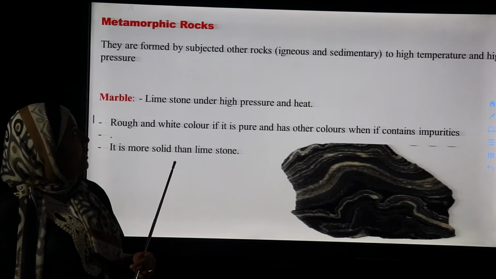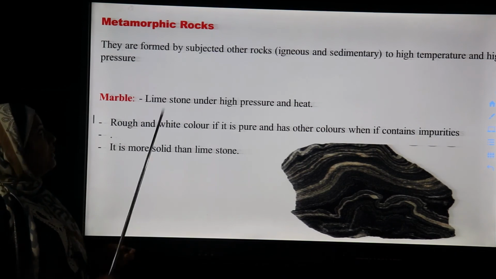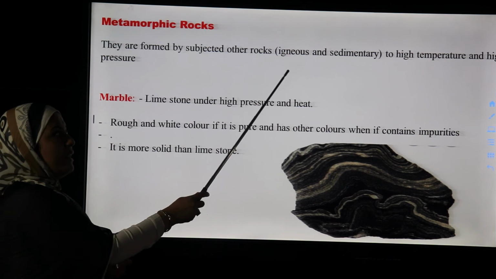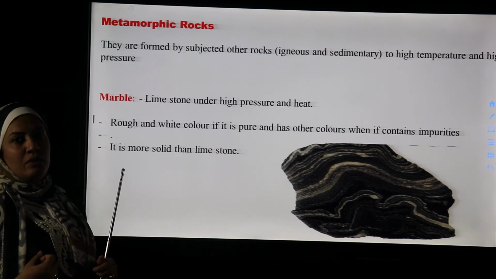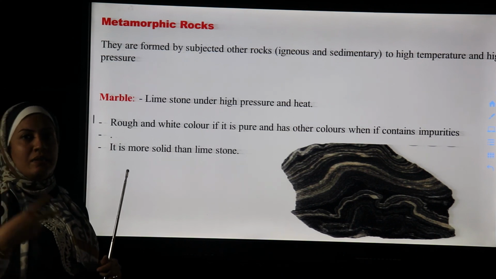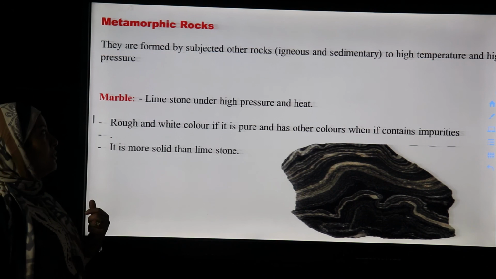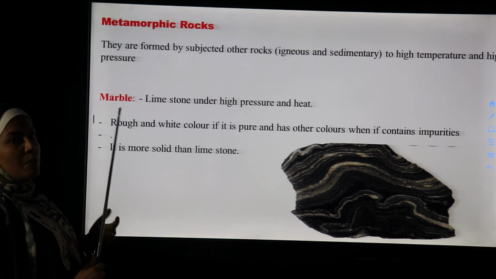Now we will talk about the metamorphic rocks, the third type. They are formed by subjecting other rocks, igneous and sedimentary rocks, to high temperature and pressure. So it consists of igneous rocks and sedimentary rocks which are subjected to high temperature and pressure. An example of the metamorphic rocks is marble.